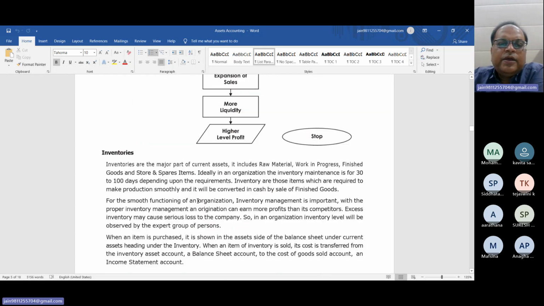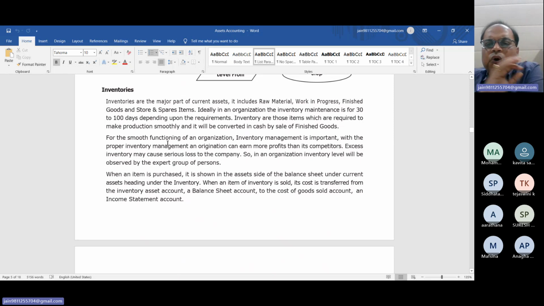Just go through. Number three is the inventory. We have discussed the inventory concept in store accounting also, in detail. Inventory is a major part of the current assets. Inventory, bills receivable, accounts receivable, cash balance, bank balance, and prepaid expenses are all current assets. It includes raw material, work in progress, finished goods, and store and spare items.